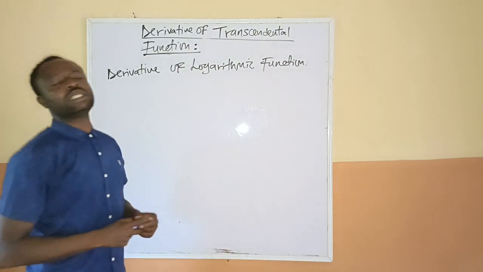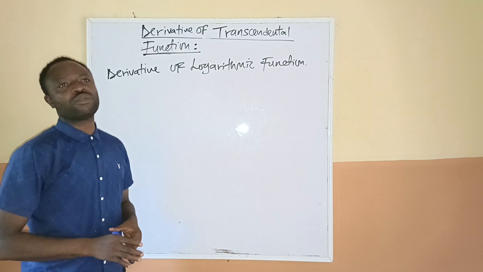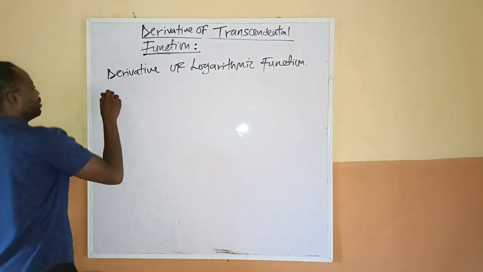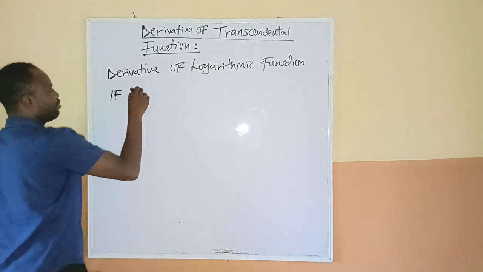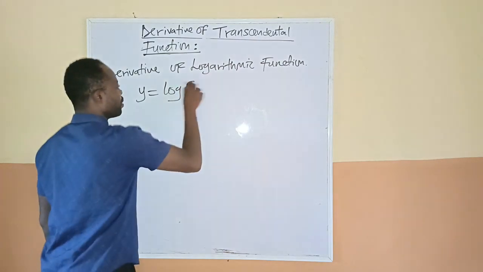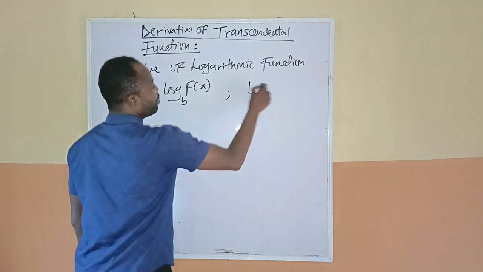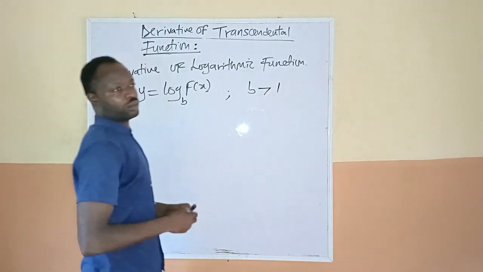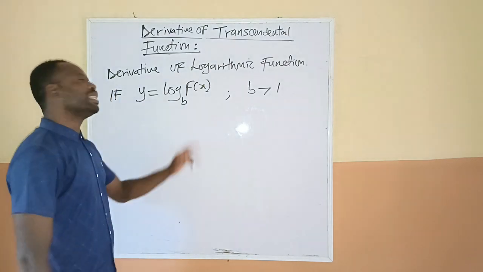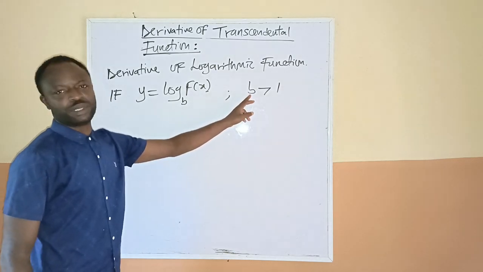Now, there are two types of logarithmic function of significance in mathematics. For instance, if I have something like this, if y equals log f of x to base b, in this case where b is greater than 1, of course the b is called the base of the logarithm. Now what determines the nature of this logarithm is determined by the value of b.